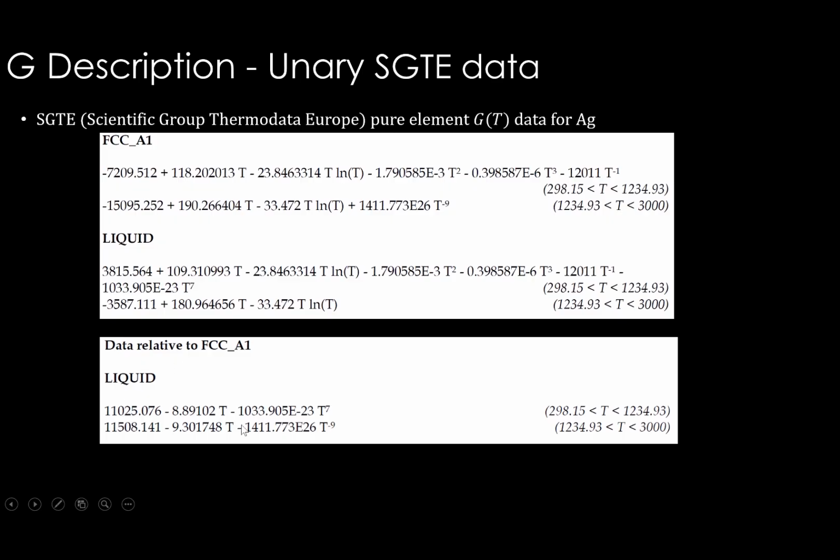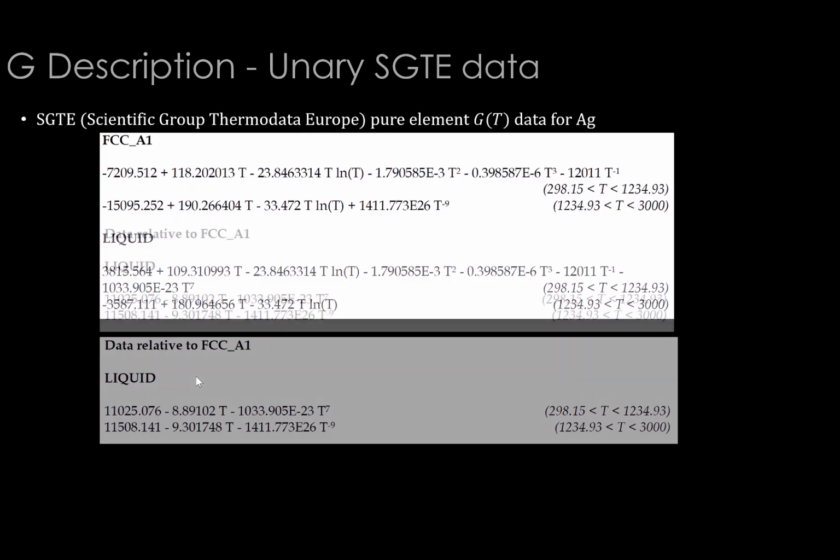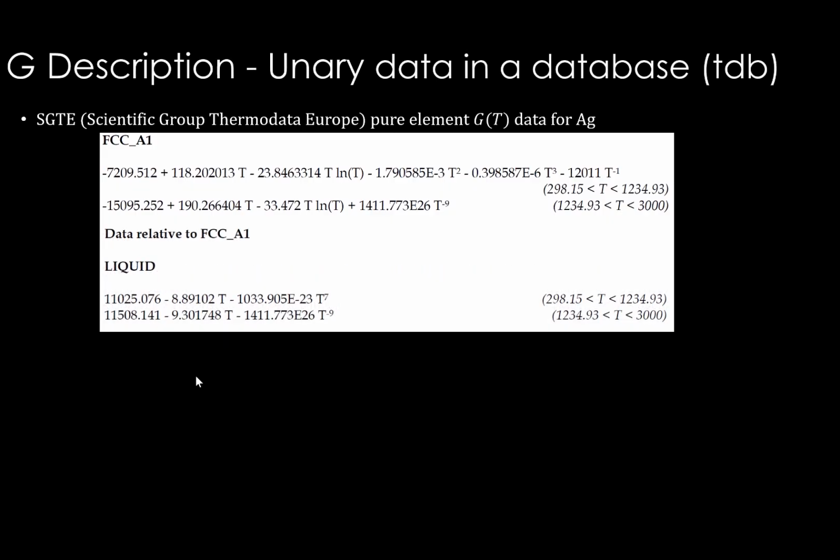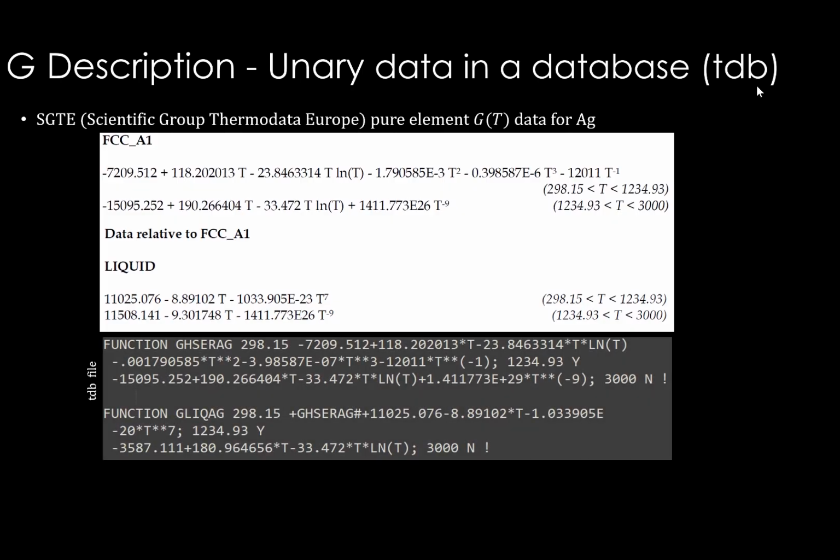So this also comes in the same database. But how does this actually look in a database file? This is a PDF file I said from SGTE. The data is published in that PDF file. From there, we can put it into a TDB file, and this is how the TDB file looks. TDB stands for thermodynamic database. That is an extension used for the database files, and this is a screenshot of a small part of a TDB file.